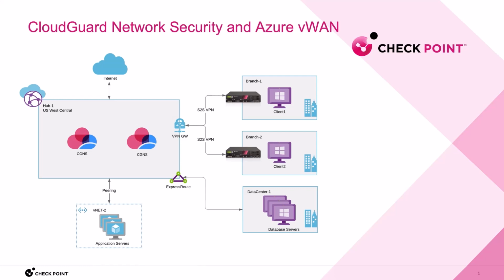Now, from an architectural perspective, these are two single gateways, and traffic is evenly distributed to the gateways from an internal load balancer inside the hub. Next, I'm going to show you how to install the CloudGuard gateways into the hub.